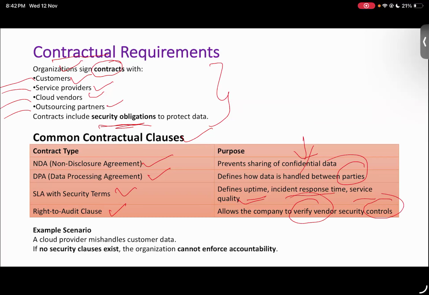So I should have a right to audit the third-party environment to ensure that you are protected enough from any incident. You need to know your posture is enough to withstand any attack. That kind of audit we can do with various organizations. As an example, a cloud provider mishandles customers' data. If no security clause exists, the organization cannot enforce accountability. So we need to enforce the security clause everywhere so that they can become accountable.